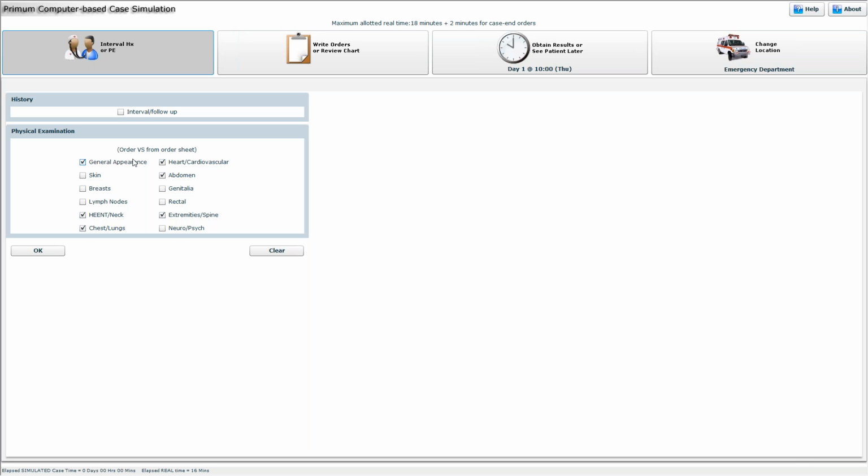So you could do a little bit general exam, cardiovascular exam, abdomen to see if there's any abdominal emergency, head and neck to see if there's a JVD, jugular venous distension, chest lungs to see if there's any pneumothorax or things like that. And that's it. We'll talk about the rest later when we have time.